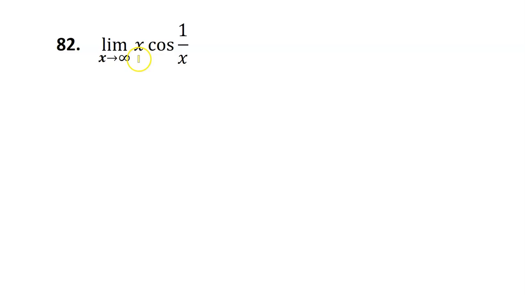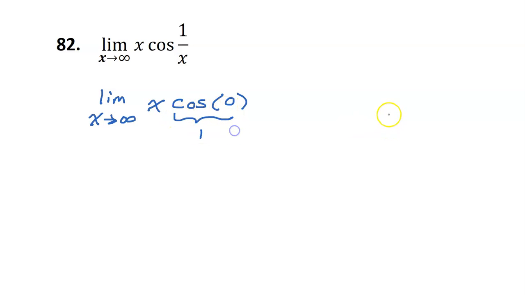Number 82 is not an indeterminate form. Focus on the 1 over x part. We know that as x approaches infinity, 1 over x approaches 0, because as the denominator gets bigger and bigger and bigger, the value of the fraction gets closer and closer to 0. So this is approaching 0. So the original limit would be the same as the limit as x approaches infinity of x times cosine 0. But we know that the cosine of 0 is 1.